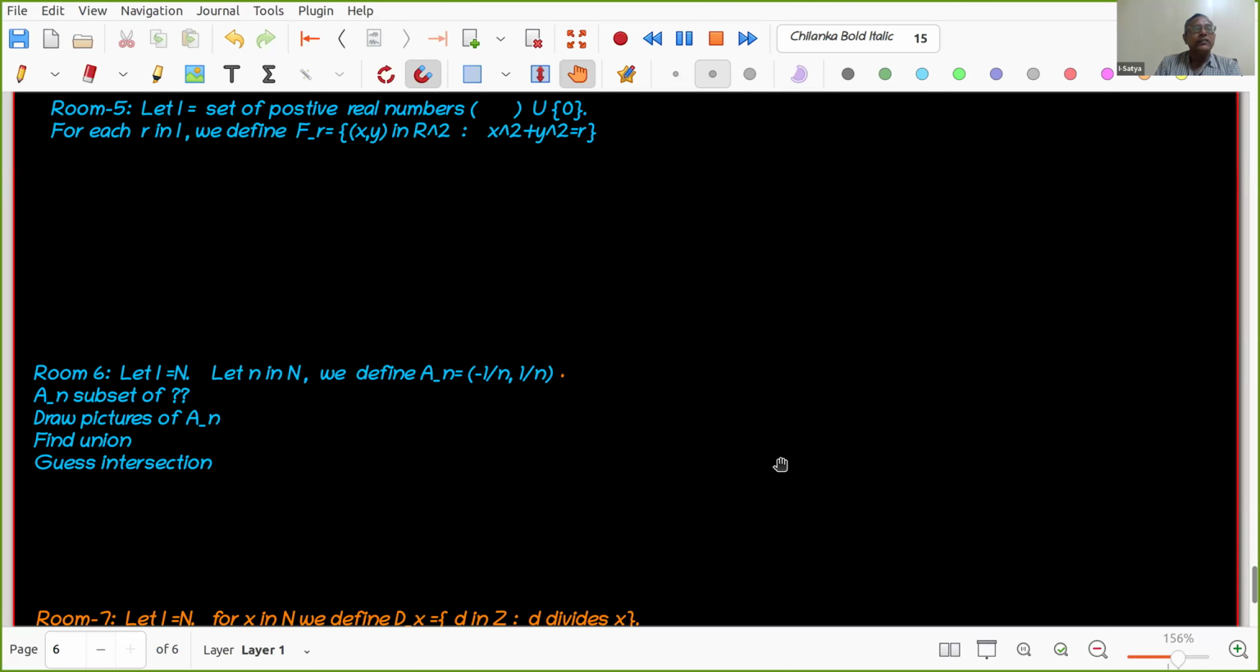And room number 6 students. Natural numbers. A_n is equal to (minus 1 by n, 1 by n). What is A1? Minus 1 by 1 comma 1 by 1. What is A2? Like that you have to ask, and draw it. A_n are subsets of which set? What is their union, intersection? Better draw these things every time.